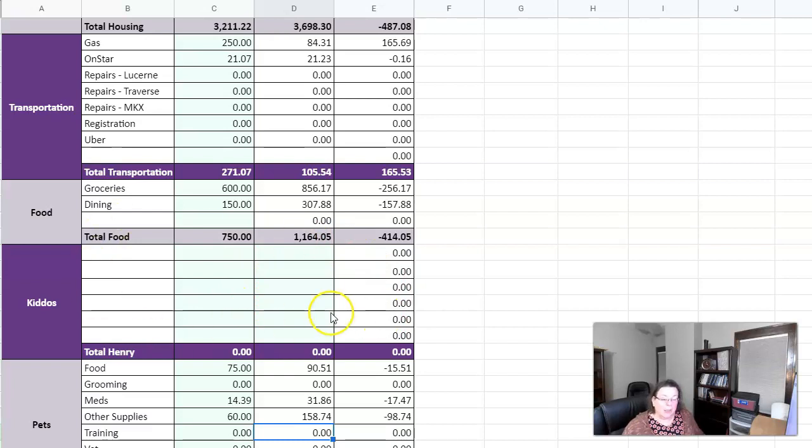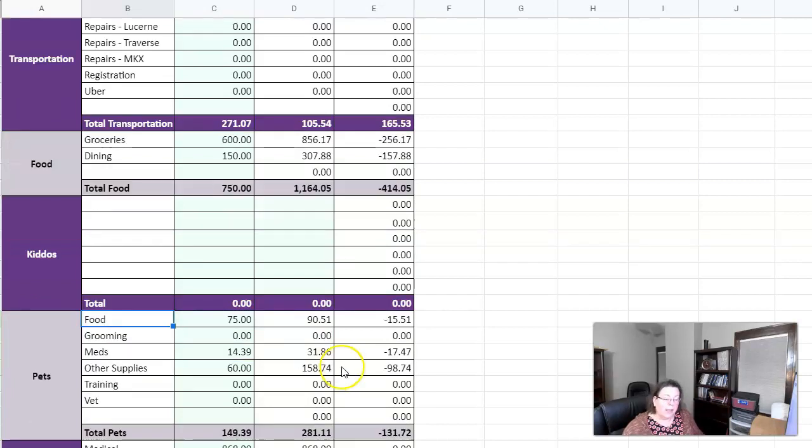Kiddos, we didn't have any expenses at all, and I keep forgetting to change that. I'm just going to take off Henry for now. In pets, we planned on $75 for food and we spent $90. Nothing for grooming. We had planned on $14 for meds, but we ended up paying $31 because we didn't realize until February that the January med never got charged to our credit card. So we had to pay for January and February, both in the month of February.